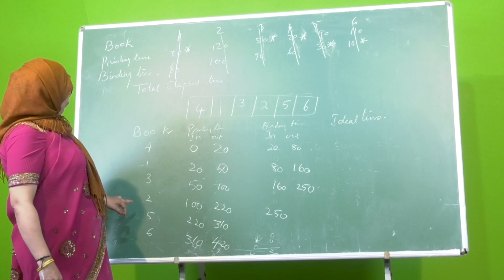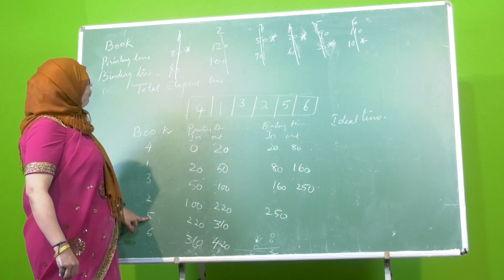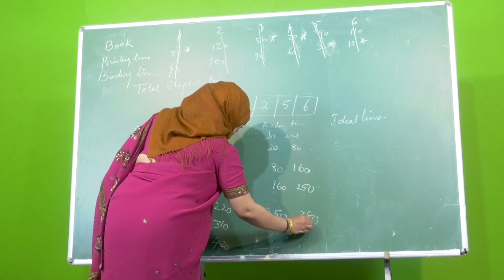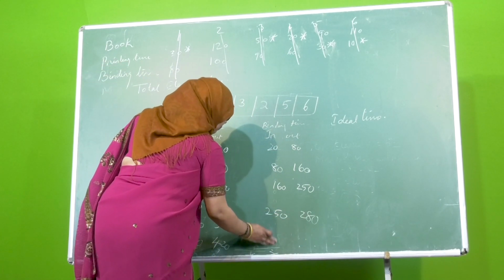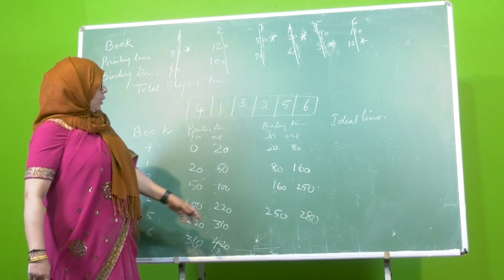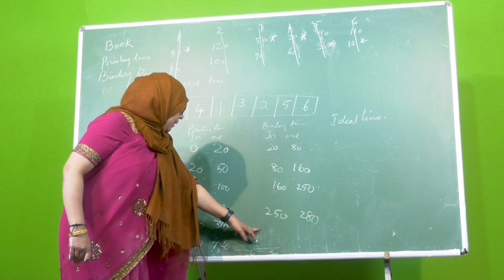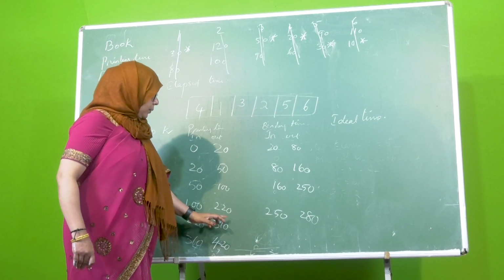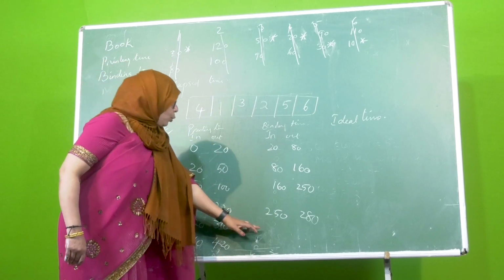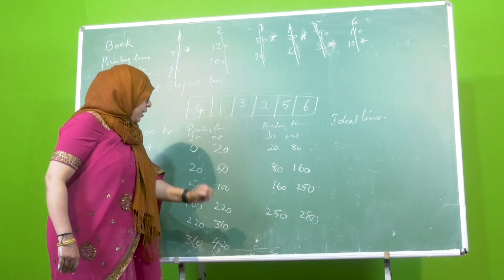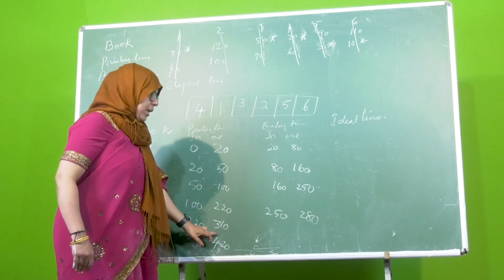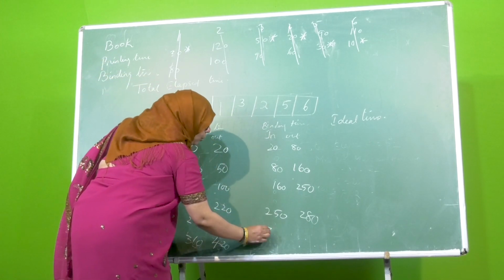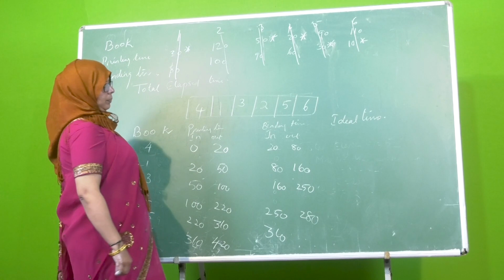What is the value for 5? 30. That is 280. So we have to put 280. So what is the condition? 310. 280 must be greater than 310. So the condition is false.